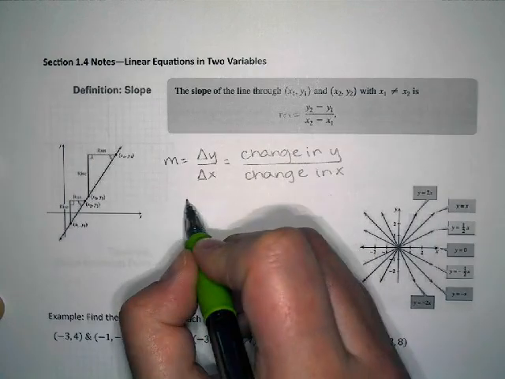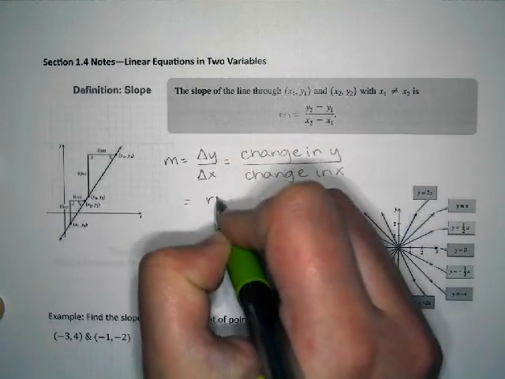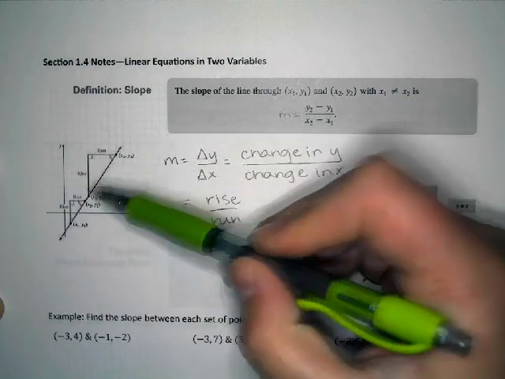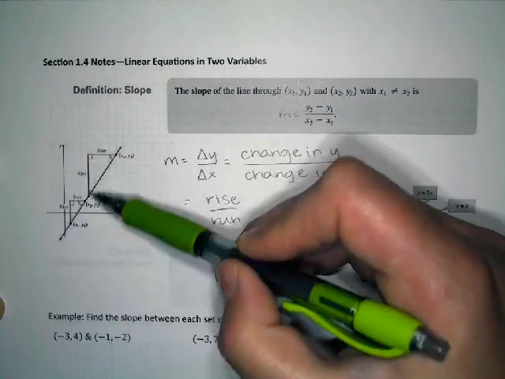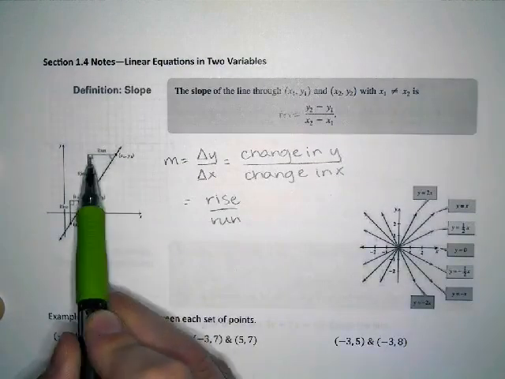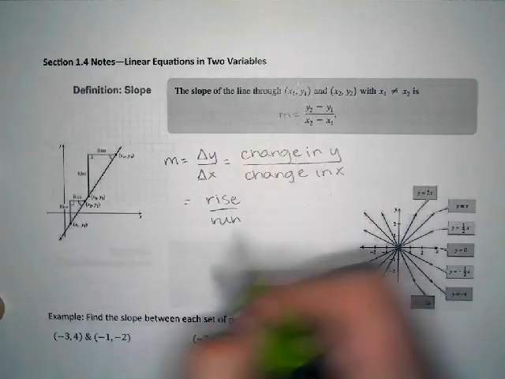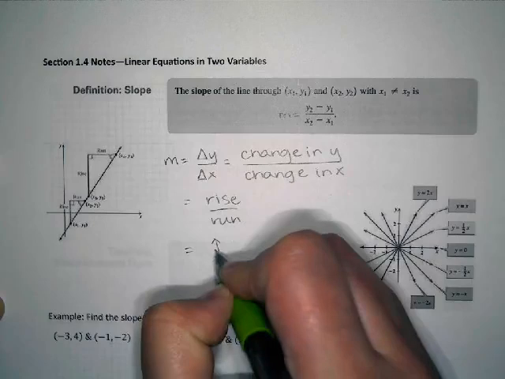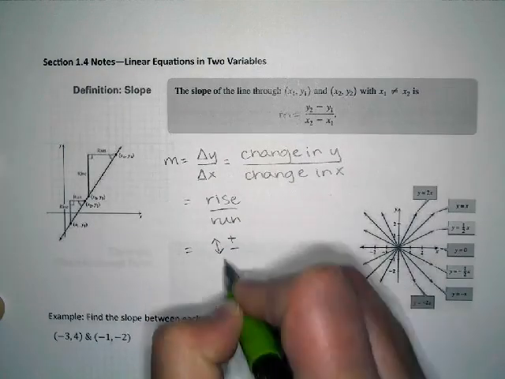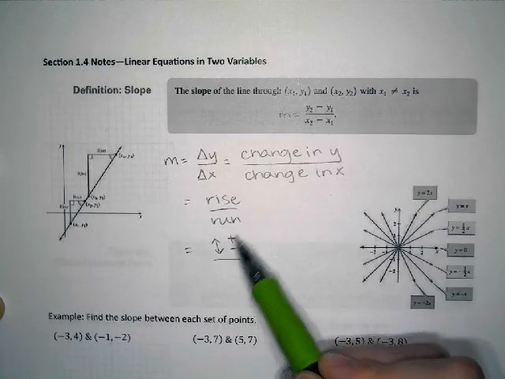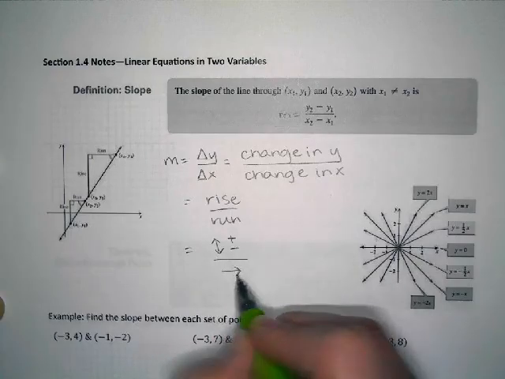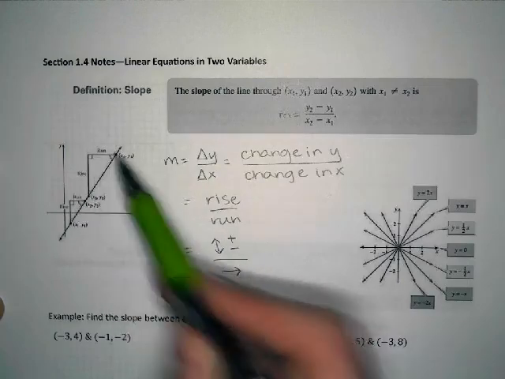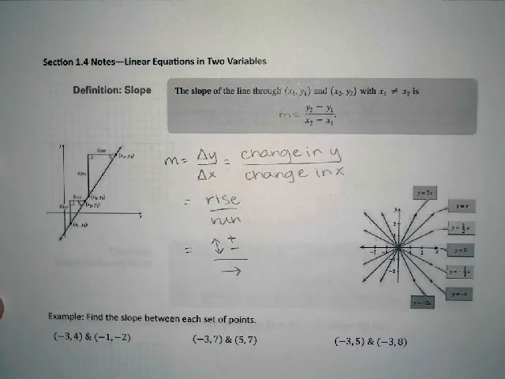And another way of thinking of this is rise over run. So rise, the change in y, is how far up the slope is. Run is how far you go to the right with the slope. So slopes can be positive or negative. A positive slope would go up and to the right, and a negative slope would go down and to the right. So we always think of going to the right. Reading a graph from left to right is how we think of it.